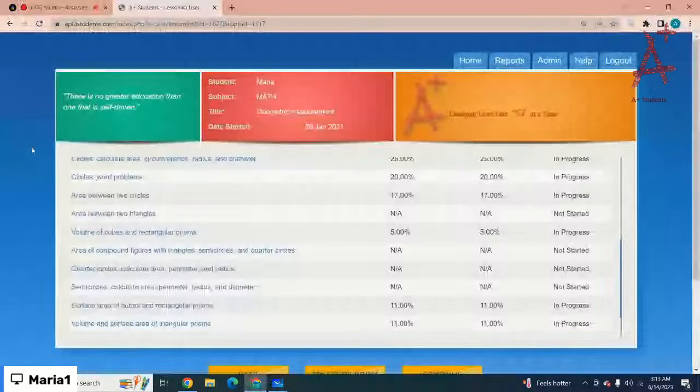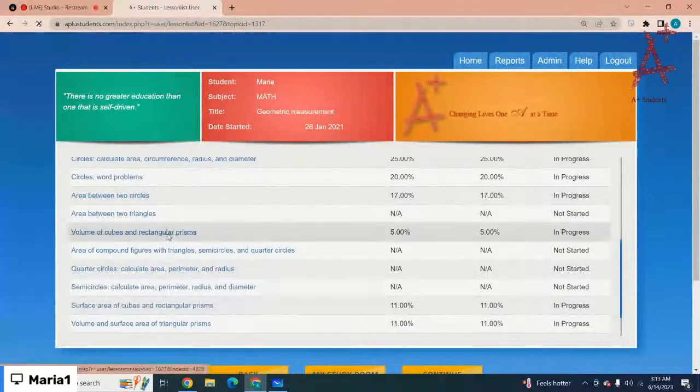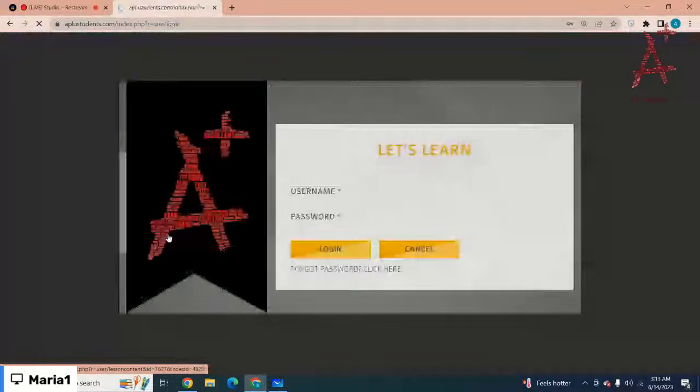Okay, here I'm on grade 6 maths. The chapter we're going to start with is geometric measurement. And here's the lesson. Let's start with volume of cubes and rectangular prisms.